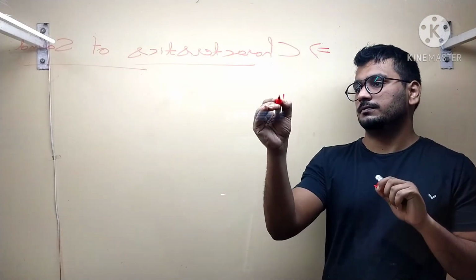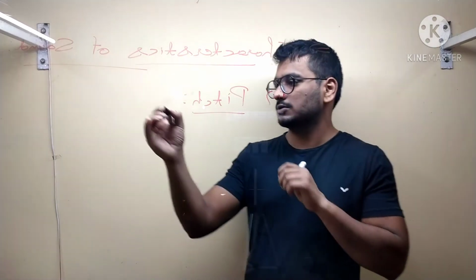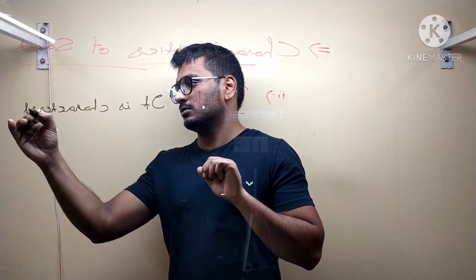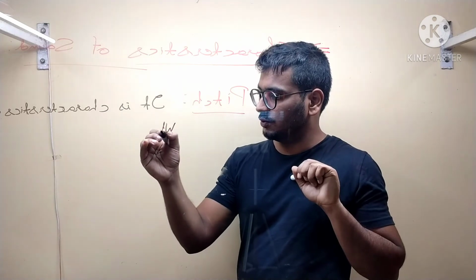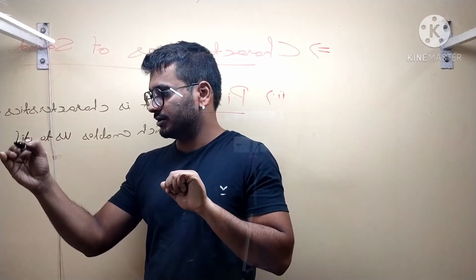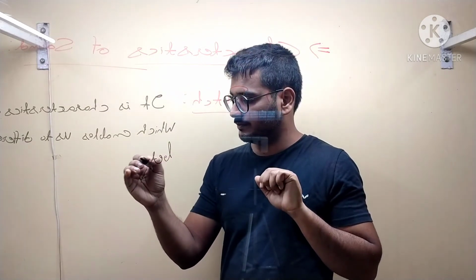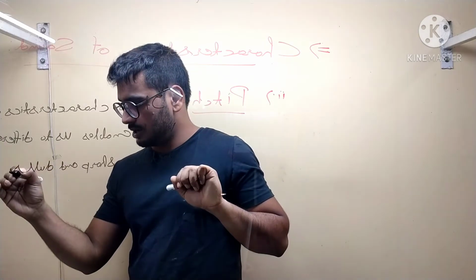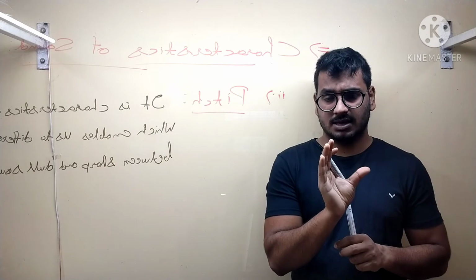Number two is pitch. What is pitch of sound? Let's discuss it. Write down: it is a characteristic of sound which enables us to differentiate between sharp and dull sound. It is a characteristic by which we judge whether the sound is sharp or dull.